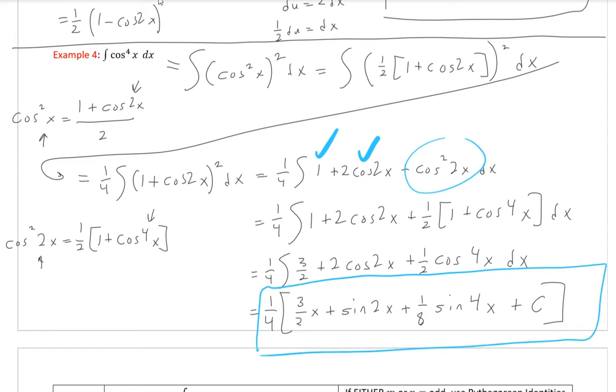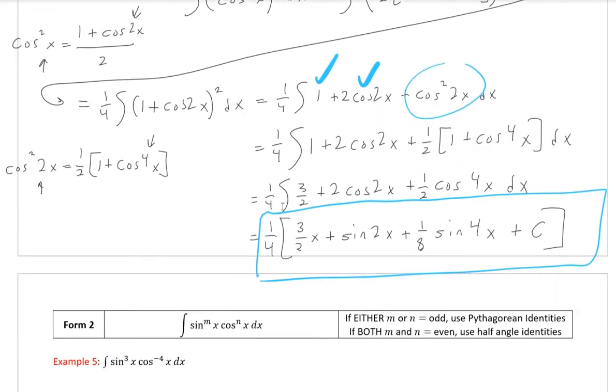Alright, so it takes a little bit longer the higher the power is. You can imagine that if it was taken to the 6th power, then you might need to split this up multiple times. However, since it's the same process, there's nothing too overly complicated about it. That's how you would deal with the first case. Now let's talk about how you would deal with the second case.